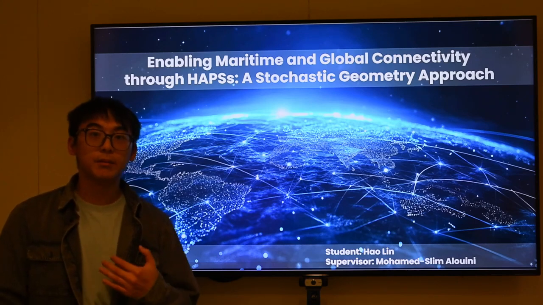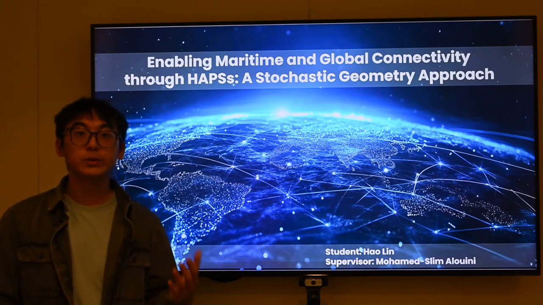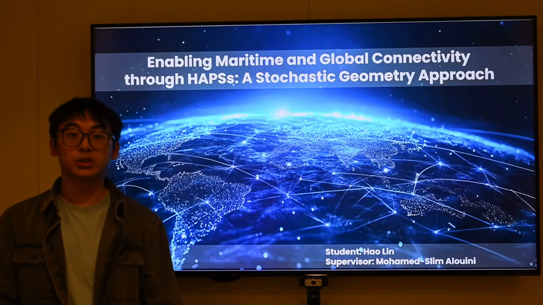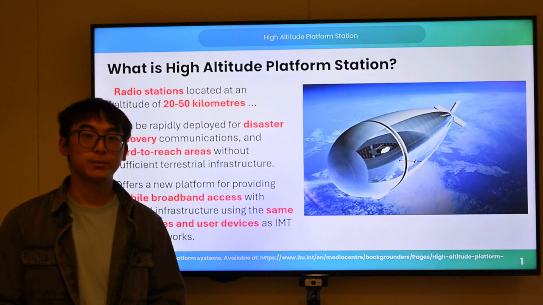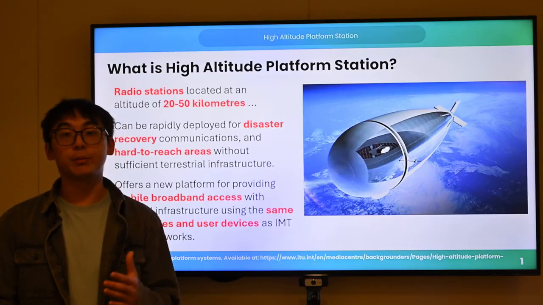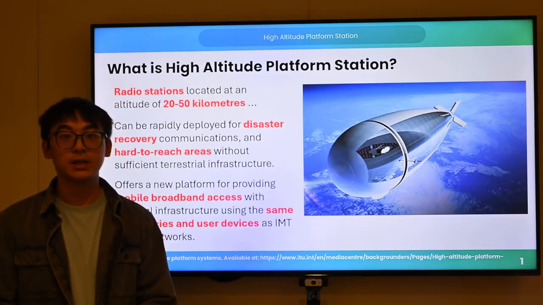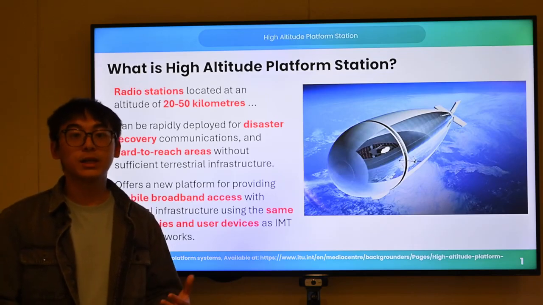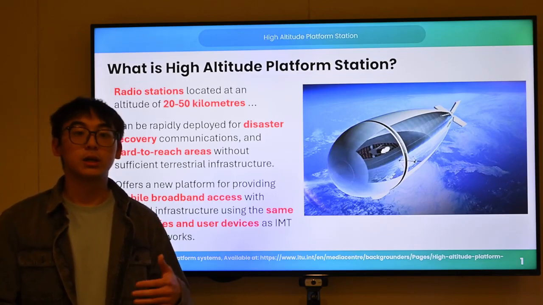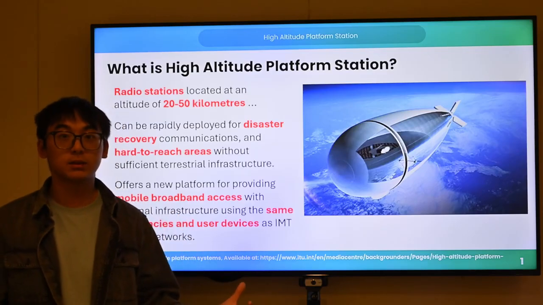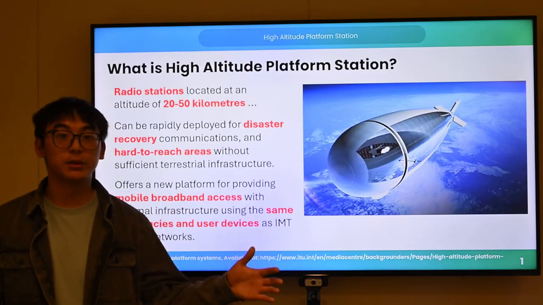Hello everyone, my name is Hao Lin and my topic is Enabling Maritime and Global Connectivity through HAPS, a stochastic geometry approach. First of all, I want to introduce what the high-altitude platform station is. They are radio stations located at an altitude of about 20 kilometers to 50 kilometers, and they can be rapidly deployed in post-disaster areas and hard-to-reach areas.